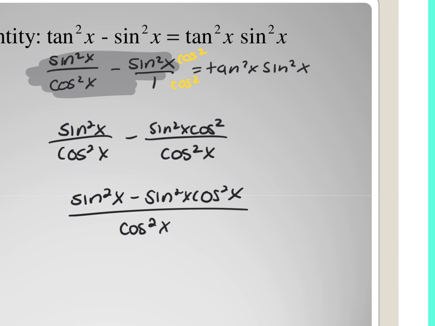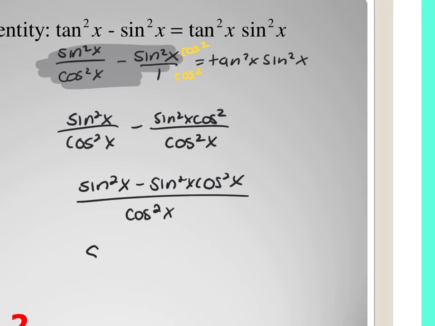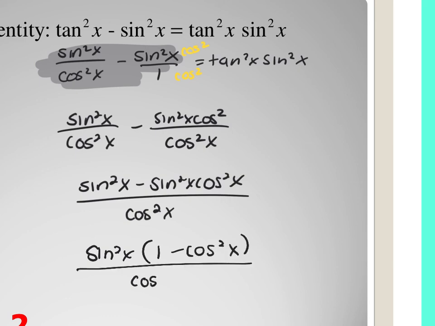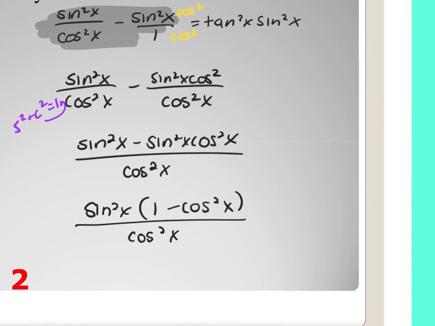Now remember I said look for GCFs? This is why. I can actually factor out that sine squared x. And I get 1 minus cosine squared x. What's 1 minus cosine squared x? Pythagorean identity is sine squared plus cosine squared equals 1, right? So 1 minus cosine squared is sine squared.